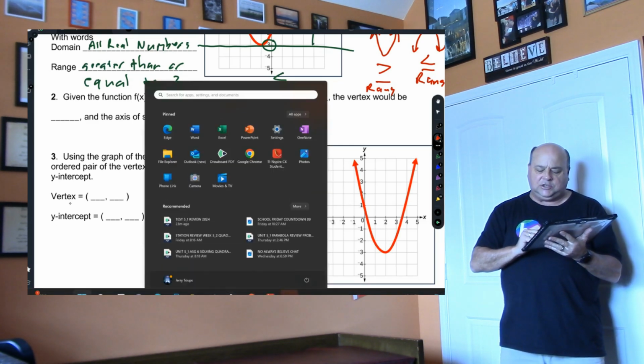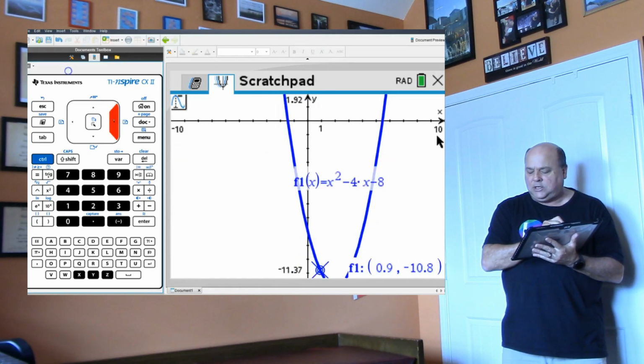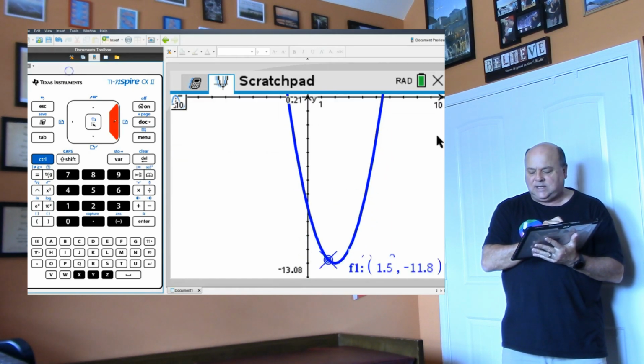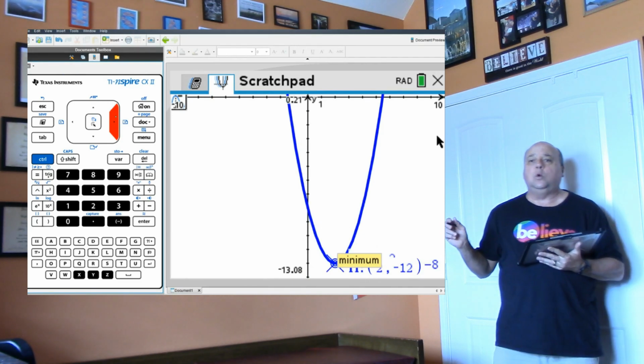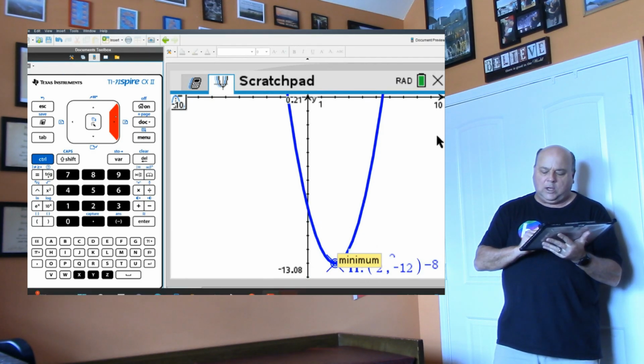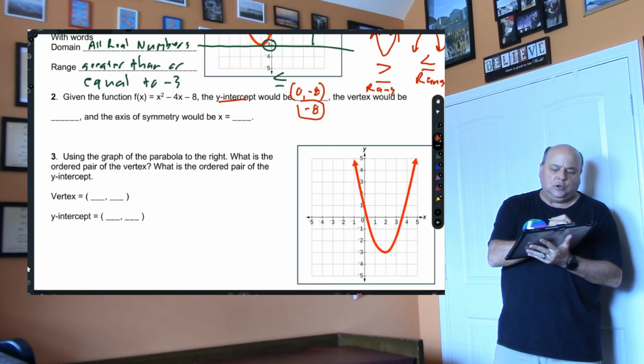The vertex, let's trace to the vertex. So we're going to hit the right arrow button until we get to the bottom. It's going to say minimum, and the minimum is (2, -12). So (2, -12) is my vertex. So I'm going to go to my paper. (2, -12) is the vertex.